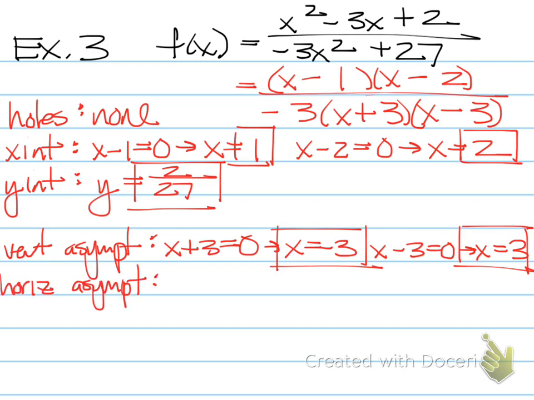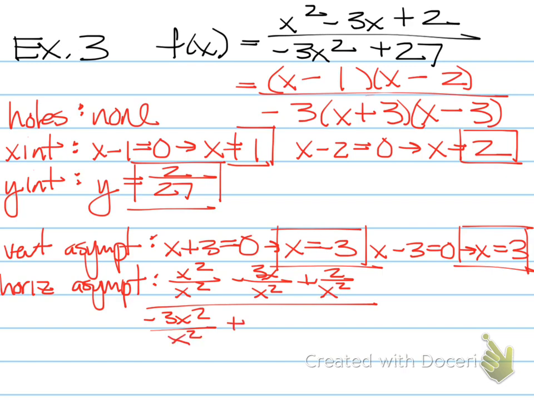And since the degree of the numerator is lower than the degree of the denominator, we are going to have a horizontal asymptote. The highest degree in the denominator is x to the second power, so we're going to divide the numerator and denominator by x to the second power. That first term, x squared divided by x squared, is just 1. As x approaches infinity, 3x over x squared will become 0.